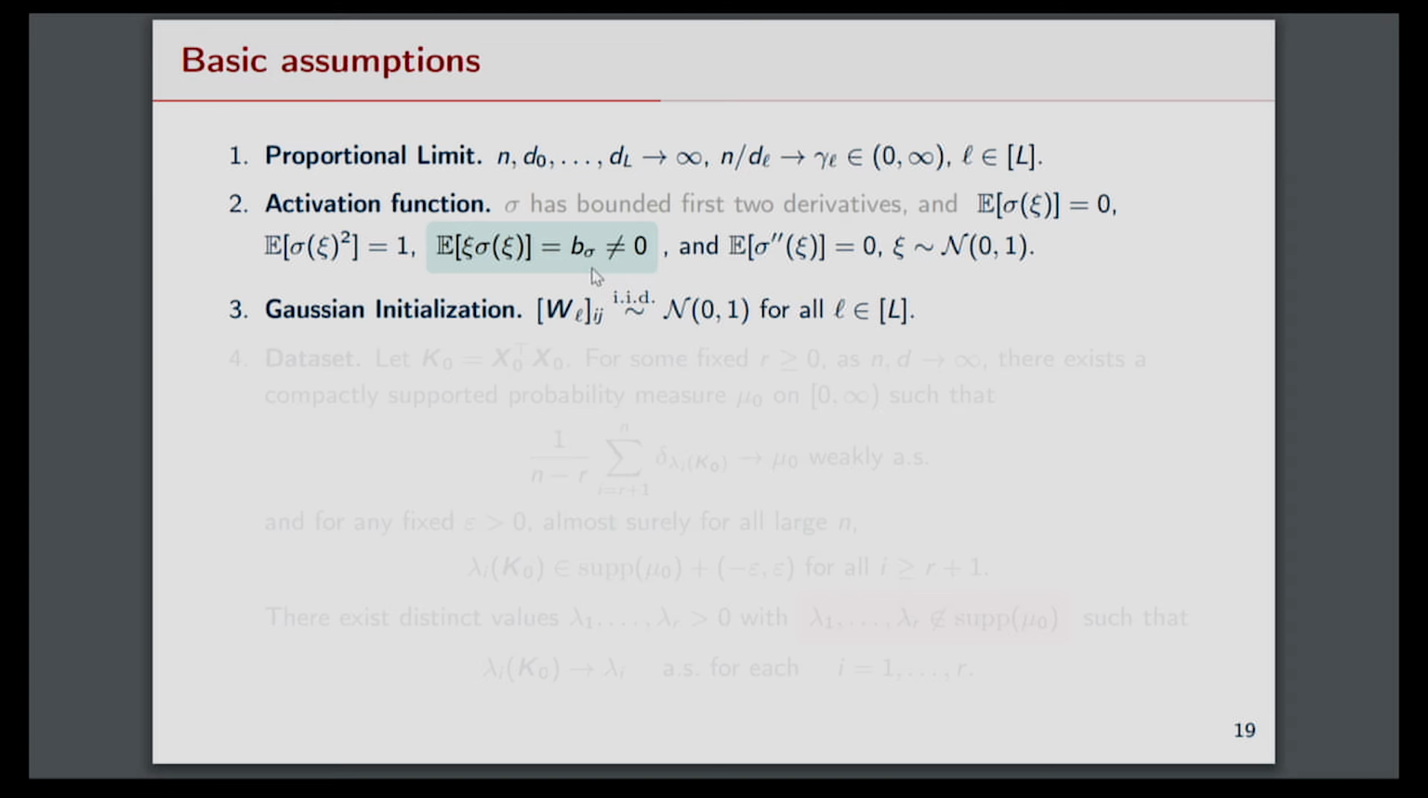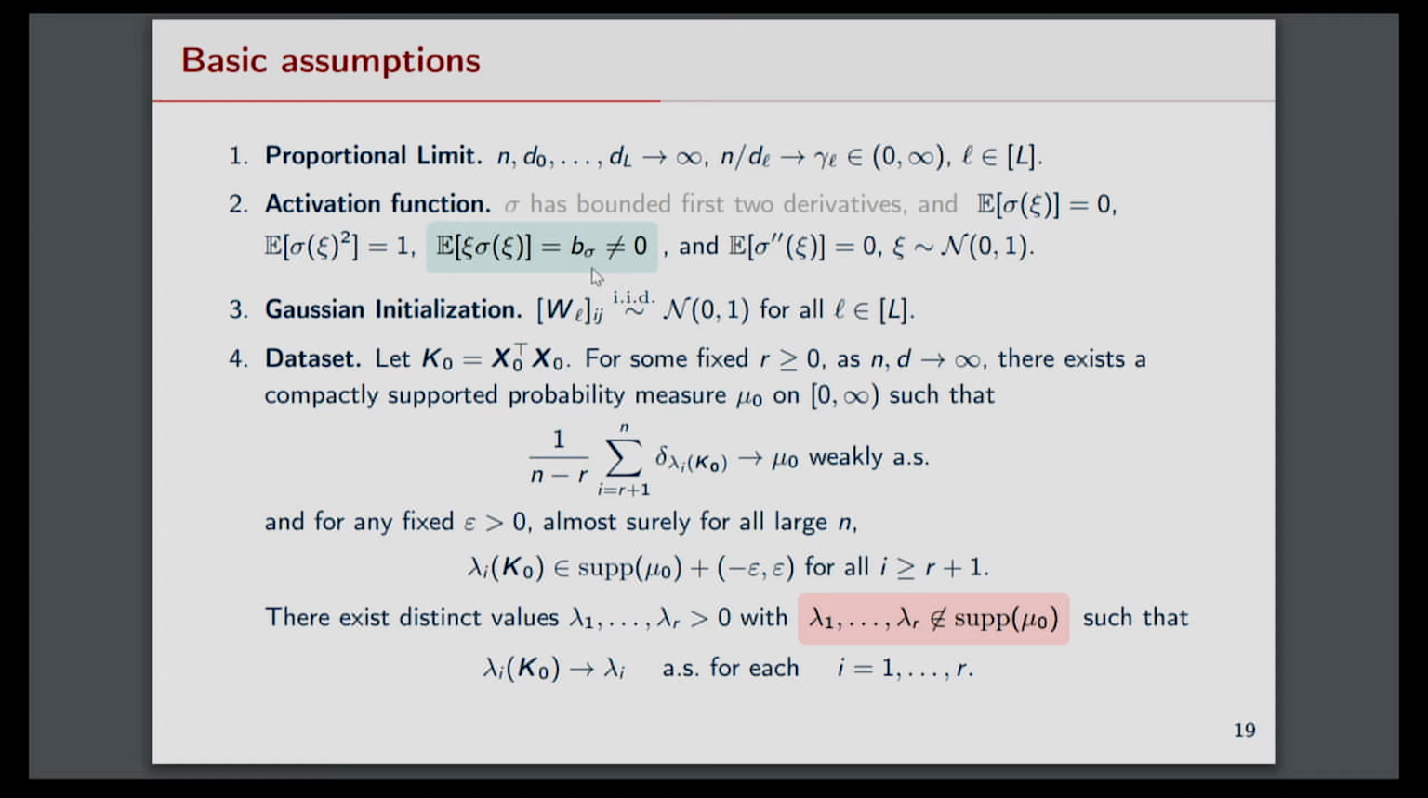We consider a random neural network, i.e. Gaussian for all the weights. And the main part is this assumption for the data set. For the data set, we assume that you have R outlier eigenvalues. So essentially, let's say we have lambda 1 to lambda r, that you have R eigenvalues that converge to these lambda i's, but these lambda i's are not inside the support of the limiting spectrum of the data set. And the other eigenvalues will just converge to this mu0, the limiting spectrum for the data set.